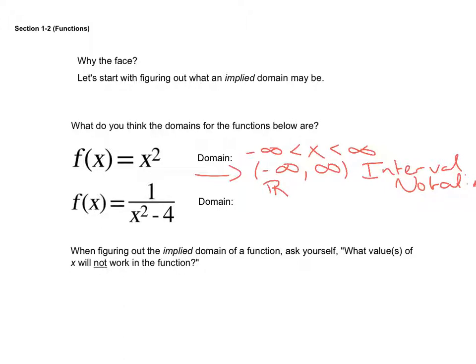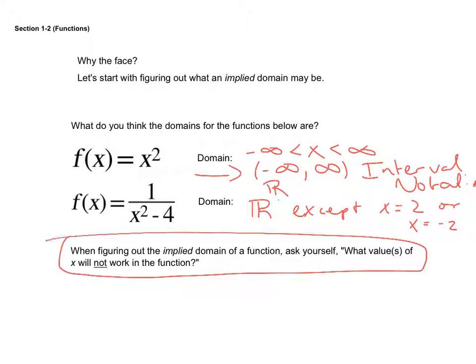0. So I will say that the domain of this function is the set of all real numbers except x equals 2 or x equals negative 2. So those are the two values that x cannot be. All right? And again, when figuring out an implied domain of a function, ask yourself, what values of x will not work in the function?